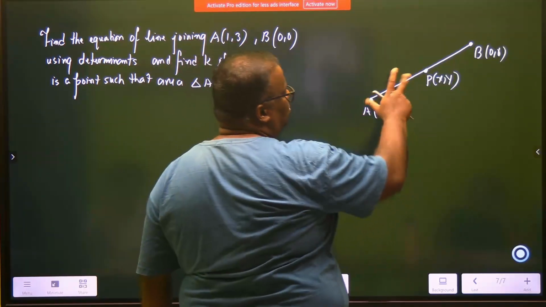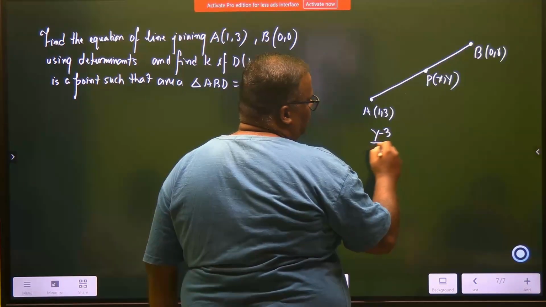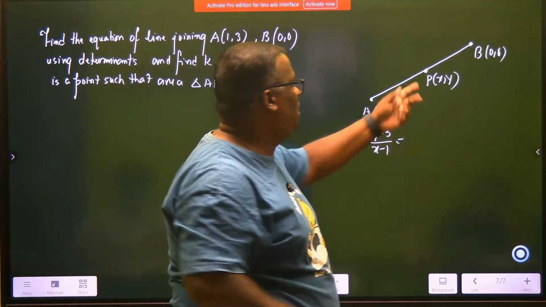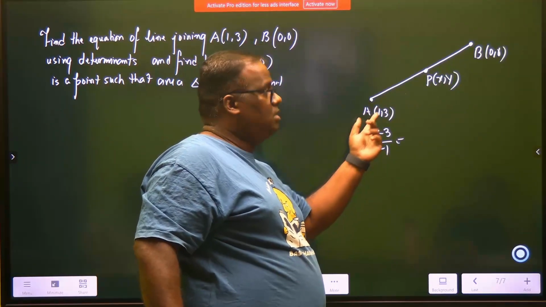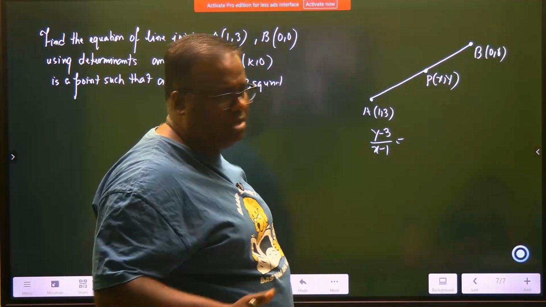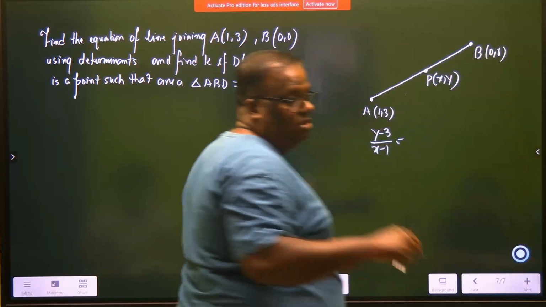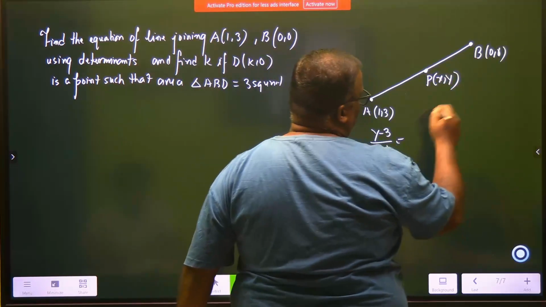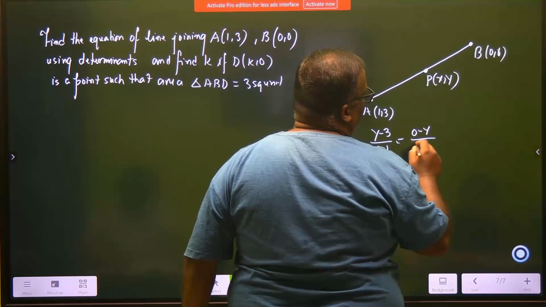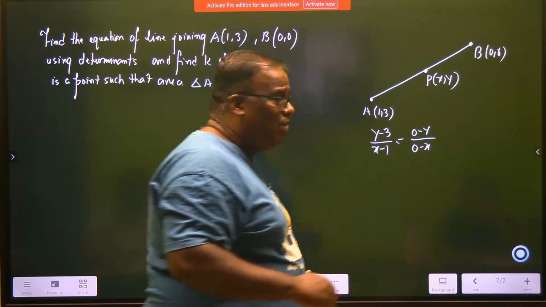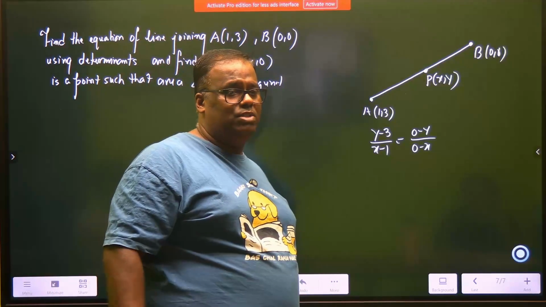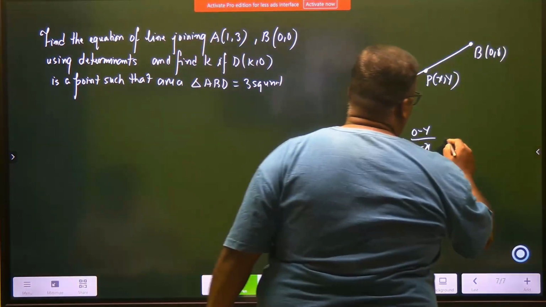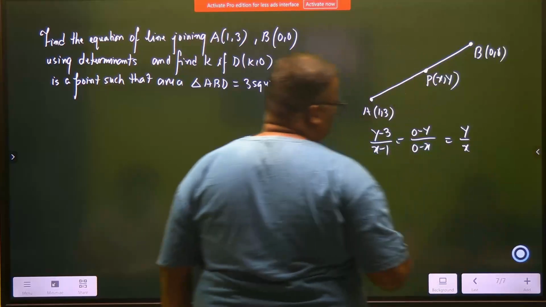So let's calculate the slope here. y minus 3 divided by x minus 1 should be equal to the slope out here. Now, how did you do the slope in this one? This minus this, y minus this. So here also we will follow the same way. You could have done y minus 0, and the answer will come the same. Just make sure that you follow the same order. So it's 0 minus y followed by 0 minus x. If I had done y minus 0, it doesn't make any difference, because you do x minus 0 at the bottom. So this is the same as y upon x.